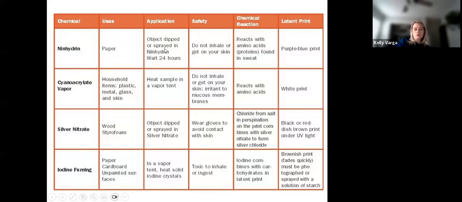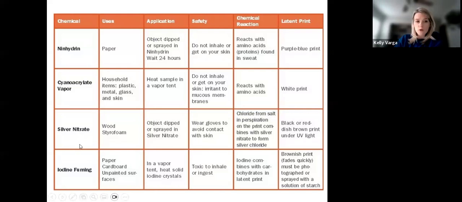You're going to dip or spray whatever print you're potentially hoping to reveal, and you're going to wait probably 24 hours, right? What you're relying on is the reaction of the amino acids in the sweat, and what it will produce is this sort of purple bluish print that you can take pictures of, and you can go ahead and transition over to the dermatoglyphics, right? You can look at the sort of minutiae.